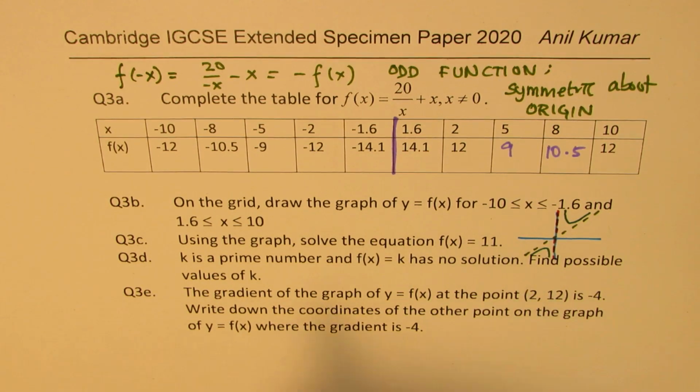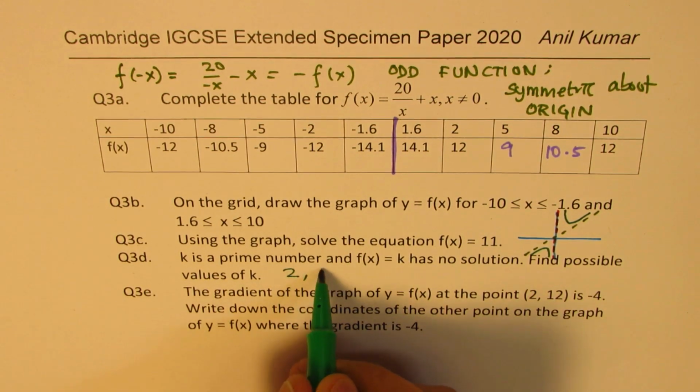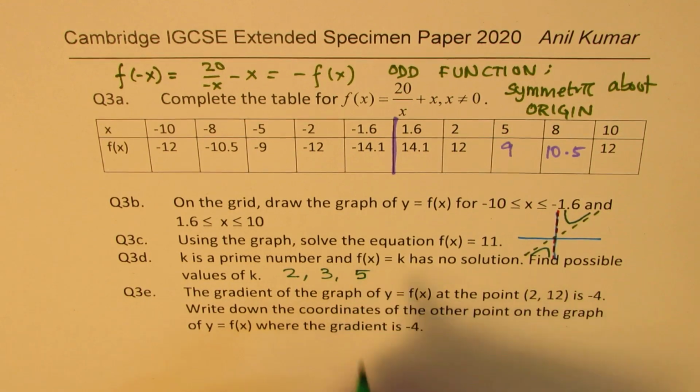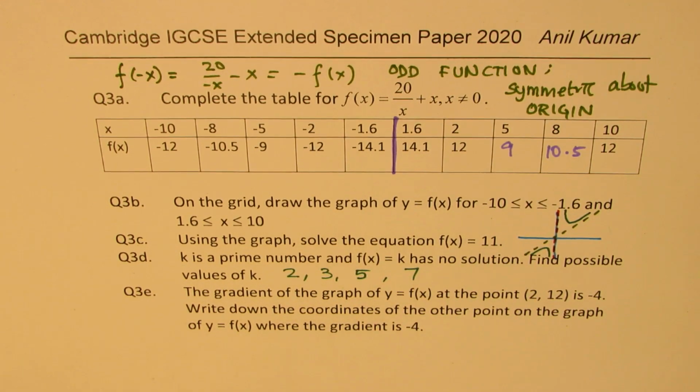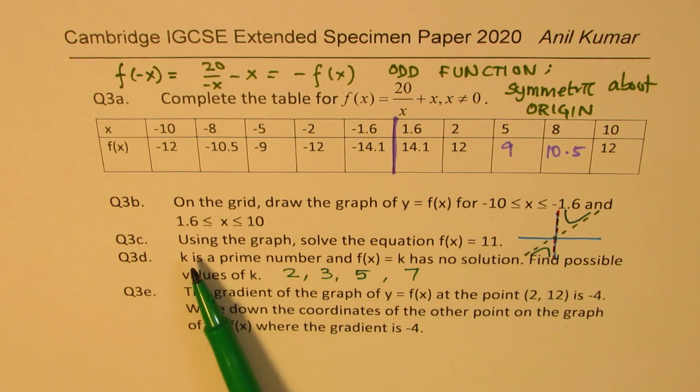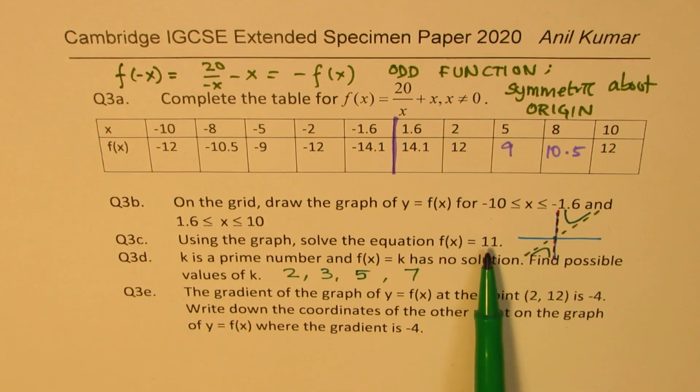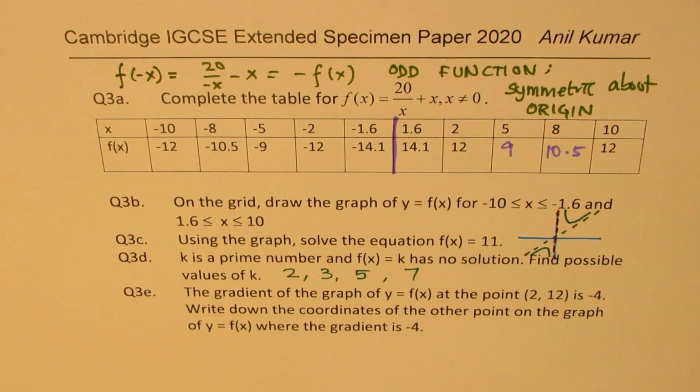The prime numbers are 2, 3 and 5, and you could go to 7 also. Perfect. So 7 is also a prime number. These are the prime numbers which you could list for 3D. What I'm trying to tell you here is that you have a fairly good idea of how to sketch it, and then you can answer questions immediately using the graph, but using a calculator, you can estimate this value also.